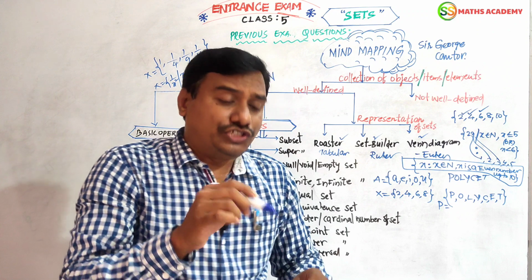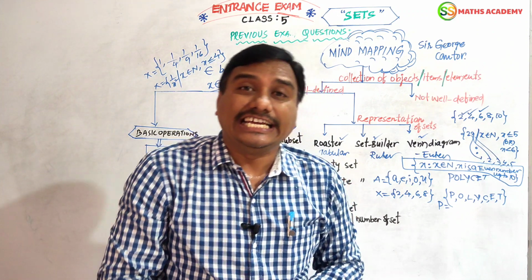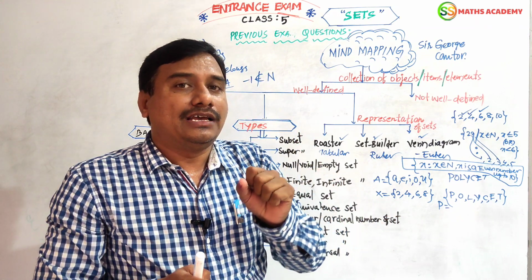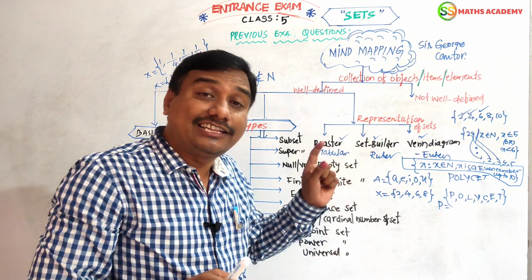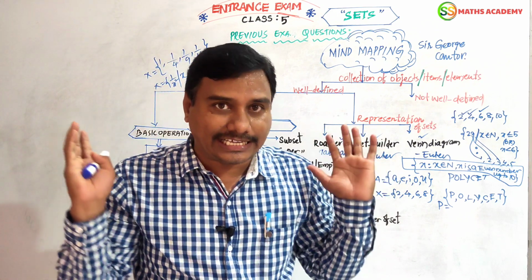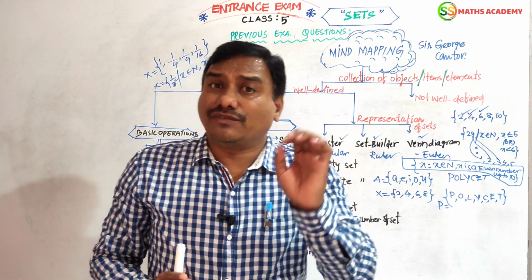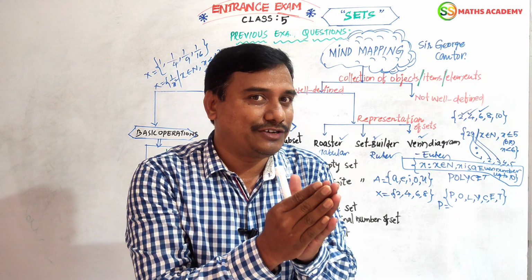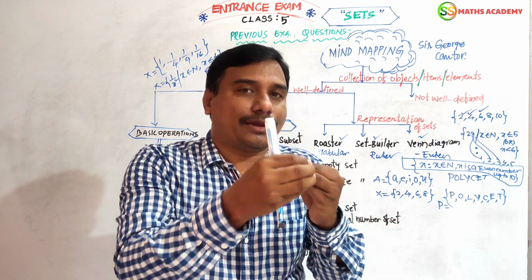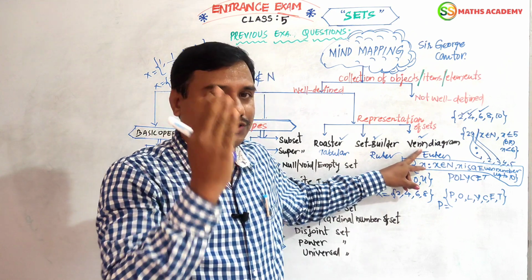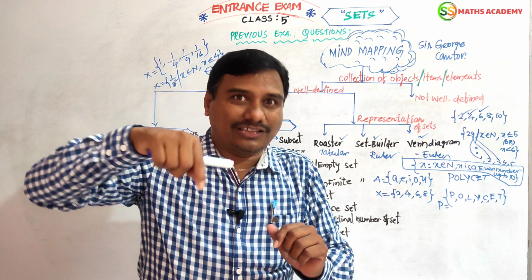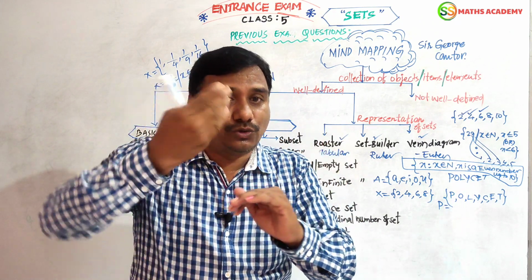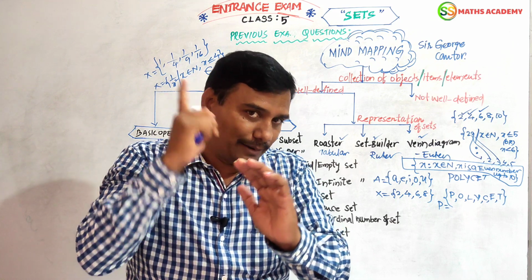Now Venn diagrams. John Venn and Euler were Swiss and English mathematicians. These two friends developed one representation of sets, that is nothing but the Venn-Euler diagram. Simply we can say Venn diagrams. Venn diagrams are one way to describe the relationship between sets. When we draw the Venn diagram, you can understand unions, intersections, differences. At that time we use a circular shape. That is called Venn diagrams.